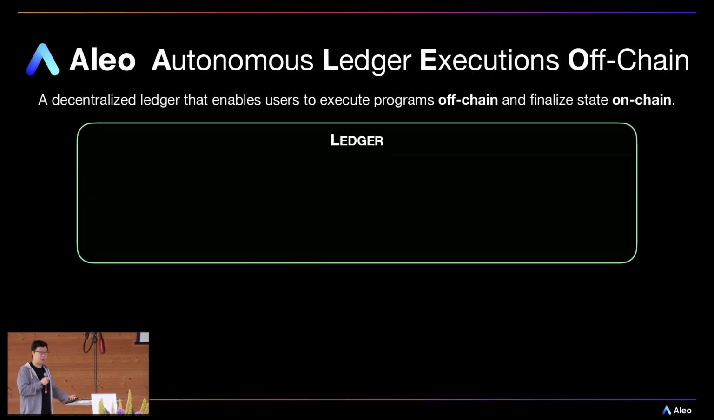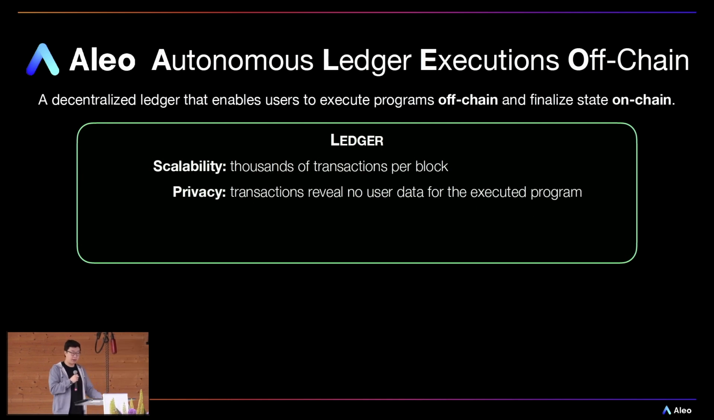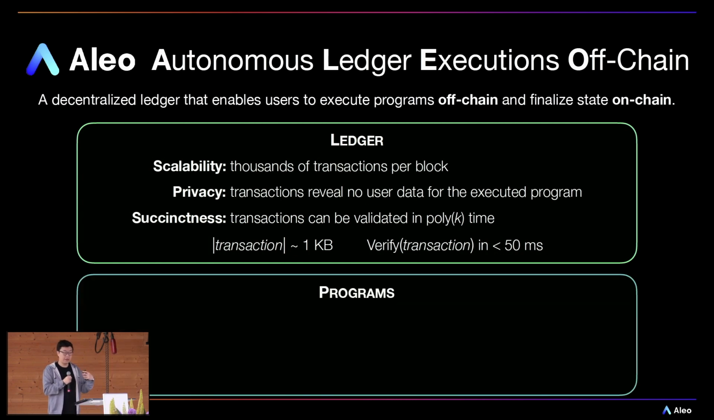The ledger provides several properties. The first is that we achieve scalability, meaning thousands of transactions per block. The second is that we preserve privacy, meaning the resulting transaction reveals no information about off-chain computations. And lastly, we have succinctness, which just means that the resulting transactions are small in size and fast to verify. Concretely, for reasonable parameter sizes, we get transactions that are approximately 1 kilobyte in size, and they can verify in less than 50 milliseconds.